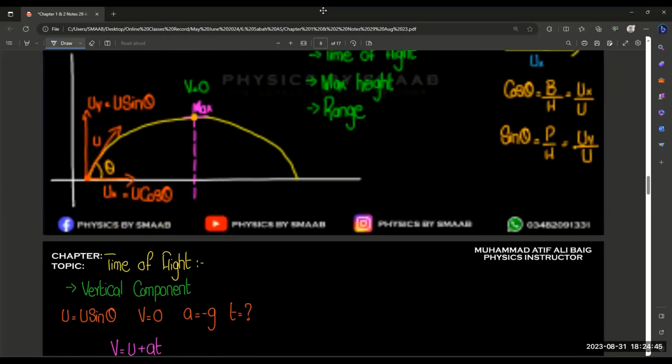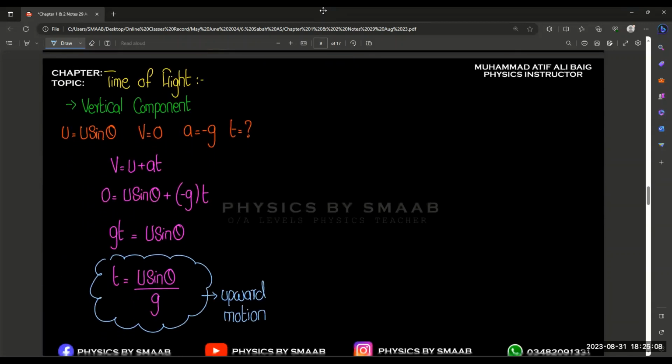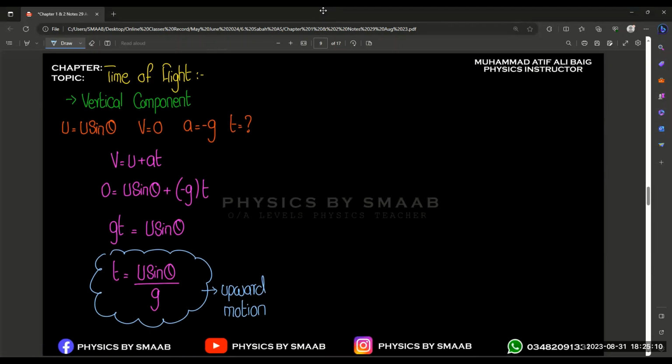Why upward motion? Because we take this point, the maximum. So this is half motion. As I already mentioned, if we calculate the half time, or the time for the maximum height, the rest of the motion will be the same copy paste with the same time, right? So what we need to do? We just need to multiply this value by 2, or just add this value again for the total time.